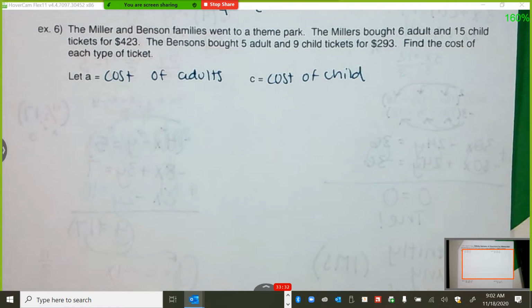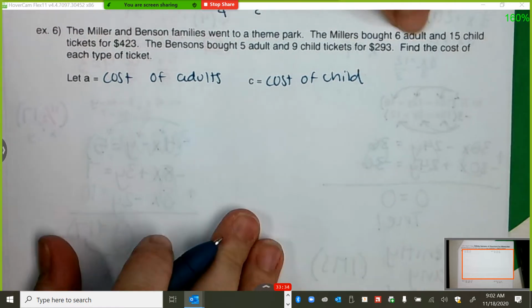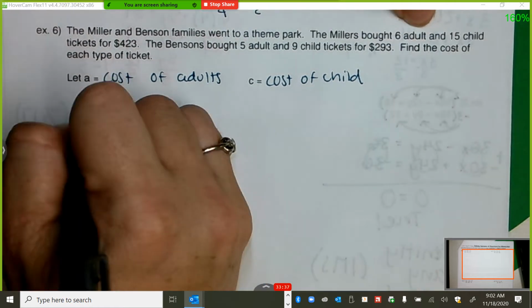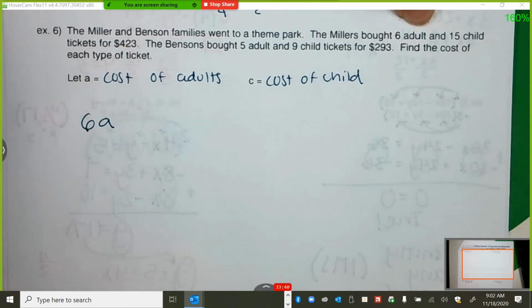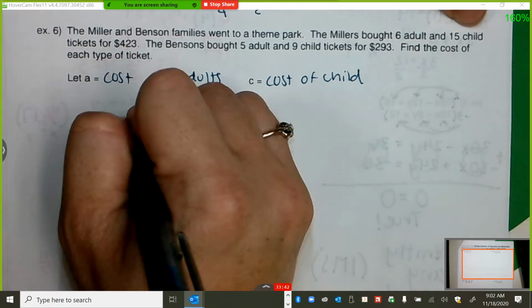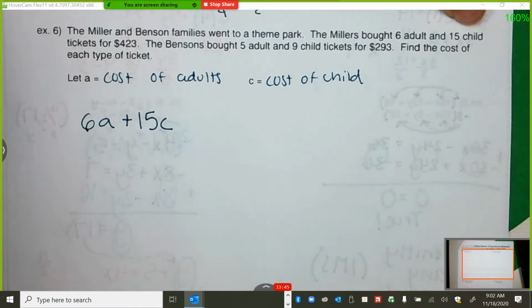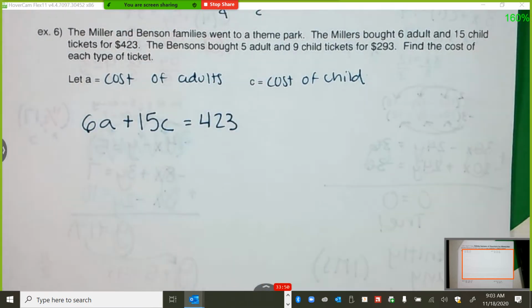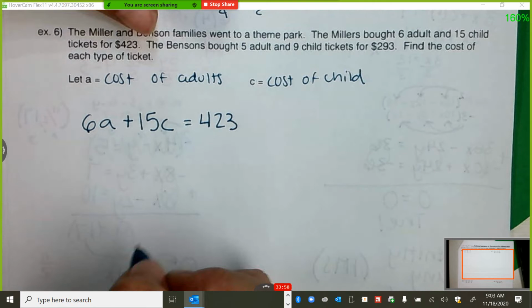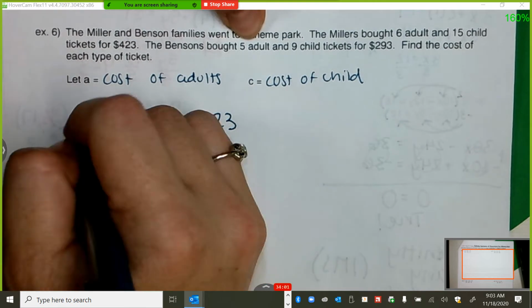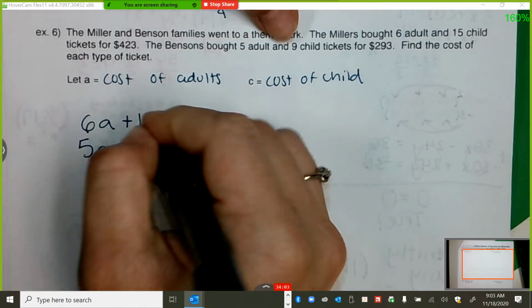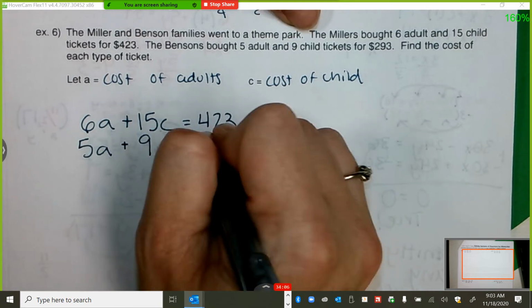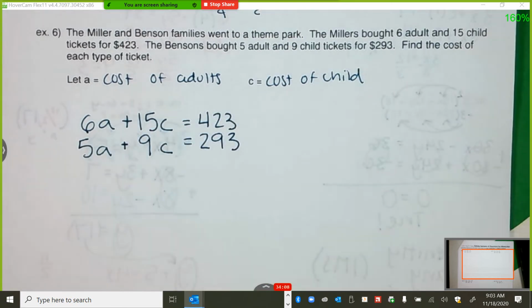So knowing that, let's look at the Millers. The Millers bought 6 adult tickets. So they bought 6 tickets costing A. We don't know how much. Plus, they also bought 15 child tickets costing C, because we don't know how much. And they spent a total of $423. They need less children and adults. Okay? I don't know if I would ever be brave enough to take that many kids to a theme park. Okay, and then it says the Bensons bought 5 adult tickets plus 9 child tickets, and they spent, sorry, $293.